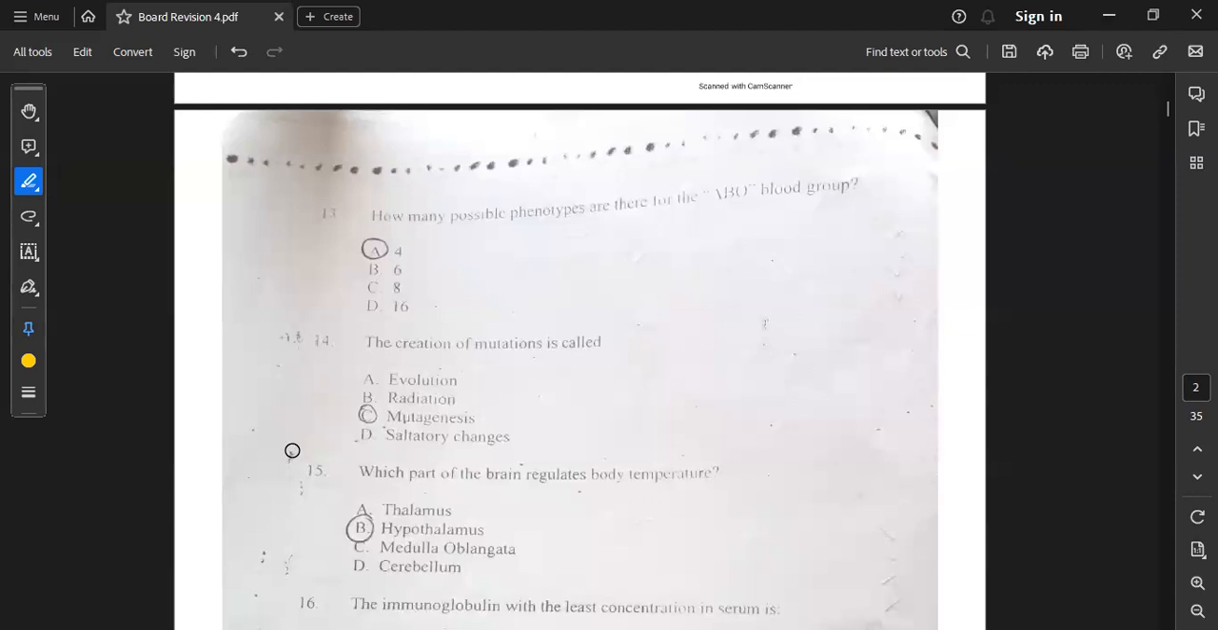Number 13, how many possible phenotypes are there for ABO blood group? A, B, O, and AB. So that's 4. Yeah, in the chat box, they agree. For number 14, the creation of mutation is called what? Mutagenesis. Think from the name. Number 15. Wait, who knows what saltatory changes are?